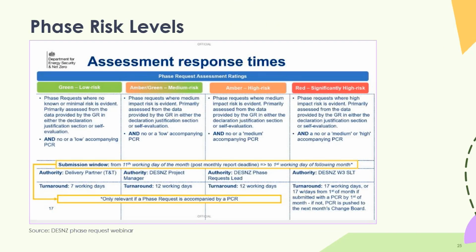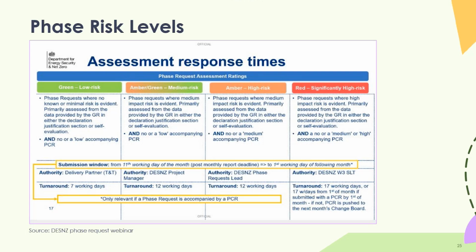Phase risk levels. As I said, as we go through and assess the phase requests that come in, each question gets its own RAG rating, which then results in a number of different outcomes. There is a green, which is low risk. It's principally, you've got loads and loads of information. You're not breaking hardly any of the cost caps or breaching any of the main policy thresholds, and all the measures make sense. They should generally go through as green, in which case the general turnaround is 7 working days.